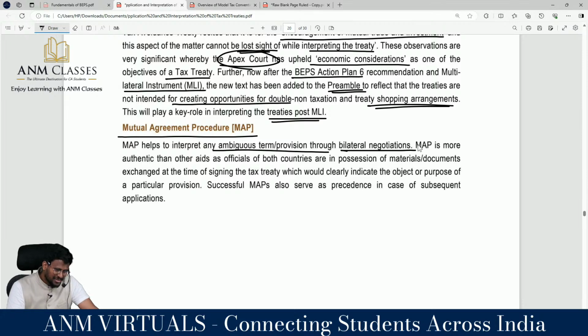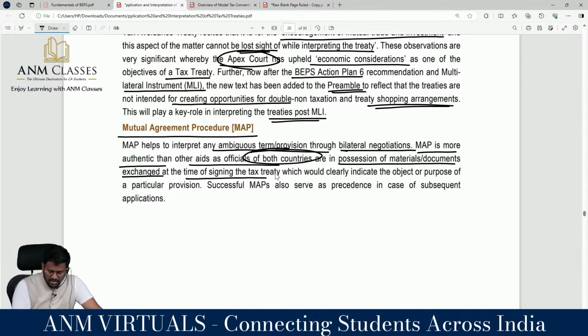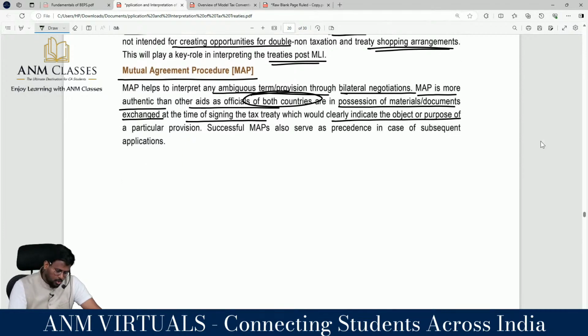Sir, MAP is more authentic than other aids, as officials of any country are in possession of material or documents exchanged at the time of signing the tax treaty, which could clearly indicate the intent of a particular provision. That means if you are not able to interpret a particular word, then the competent authority of one country will call the competent authority of the other country. They interpret that word and give the final meaning to it.